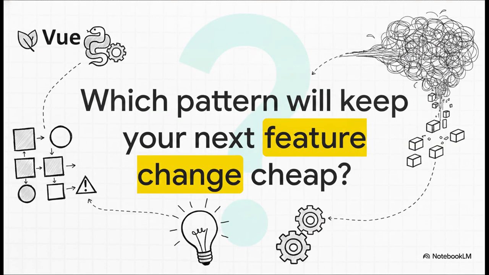So, as you dive back into your own code base today, whether you're working with proxy objects in a Vue 3 frontend or building out a complex Python backend, ask yourself this: which architectural blueprint is actually going to keep your next feature change cheap? Focus on solving real problems without reinventing the wheel and watch that system complexity just melt away.